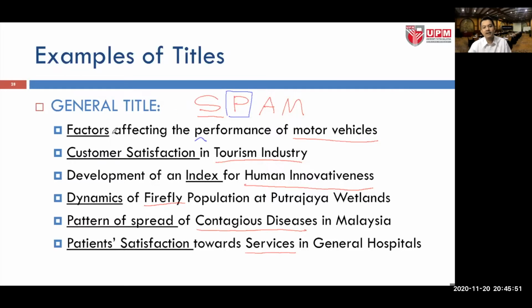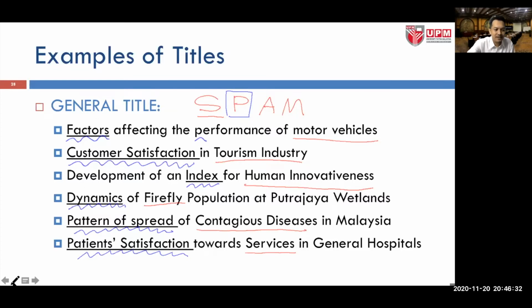Maybe the problem first. The problem is they want to see the factors. So basically the factors is the problem. Customer satisfaction is the problem that we want to solve in the tourism industry. Development of an index is the problem. Dynamics of firefly population is the problem. Pattern of spread is the problem, and patient satisfaction is the problem. So basically those are the problems in the general title.